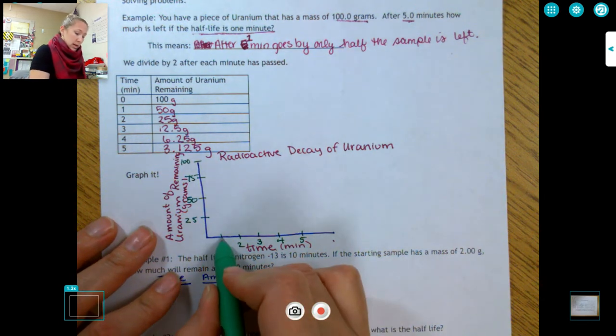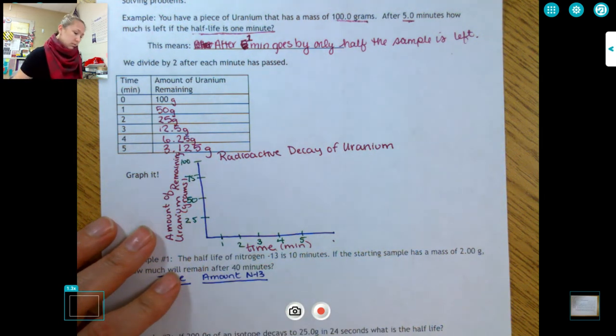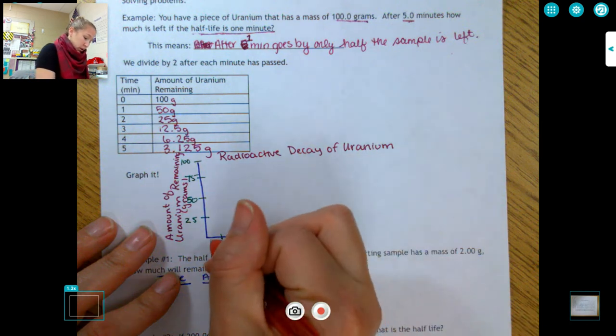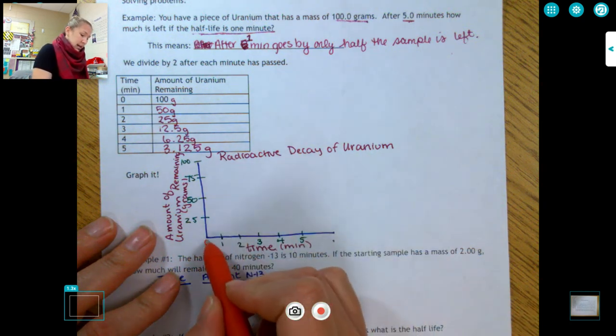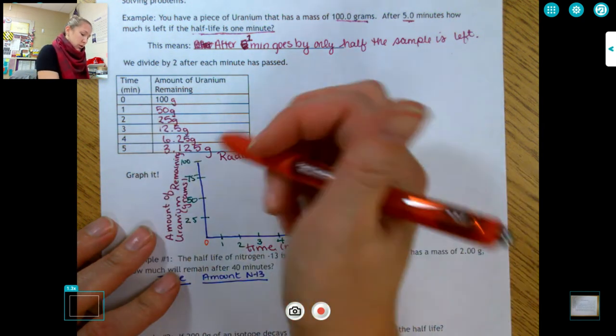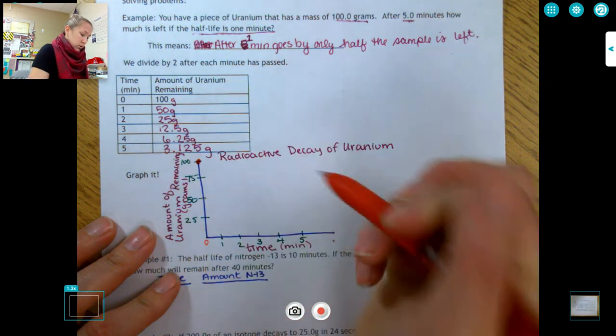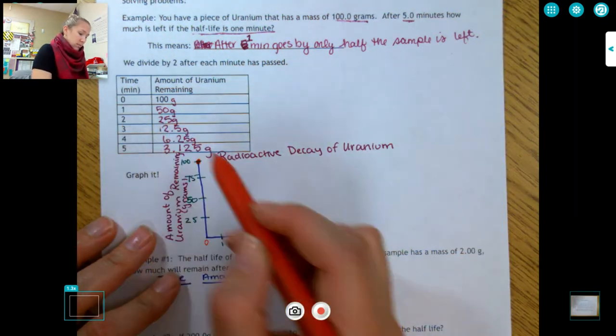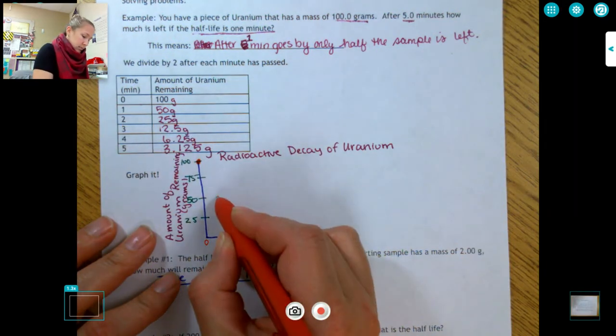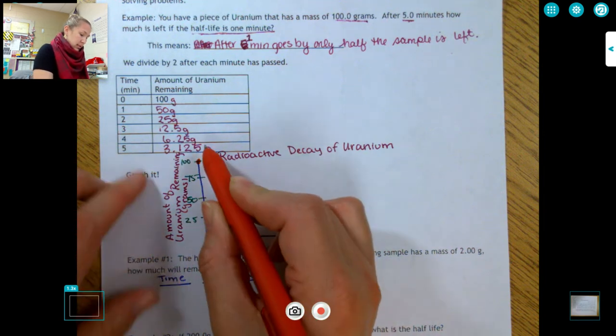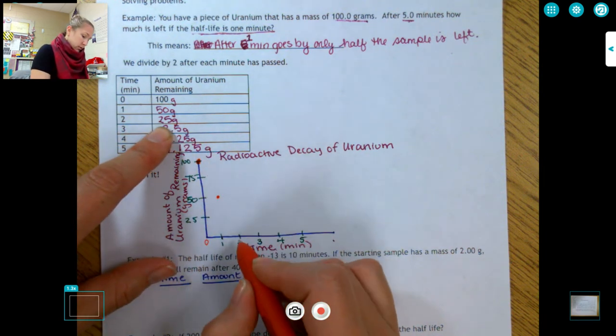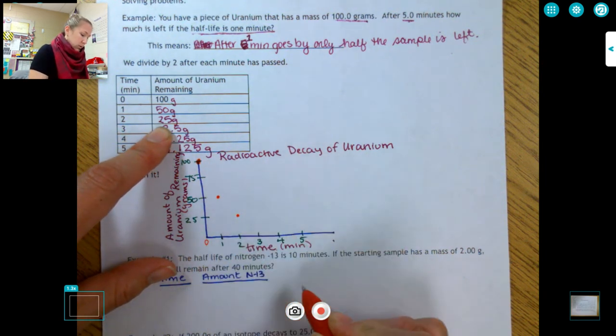So at time 0, because we have 0 here, I have 100 grams. I'm going to put my dot here at 100. After 1 minute, I have 50 grams. After 2 minutes, I have 25 grams. Well, that worked out well.